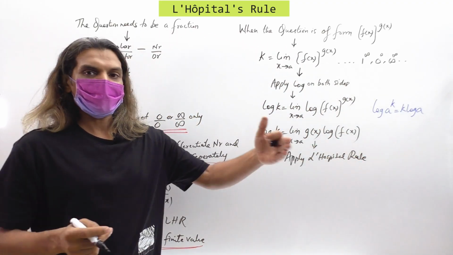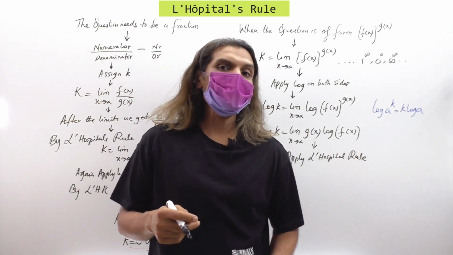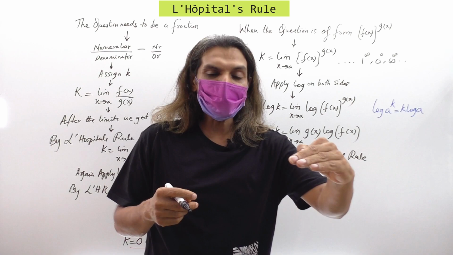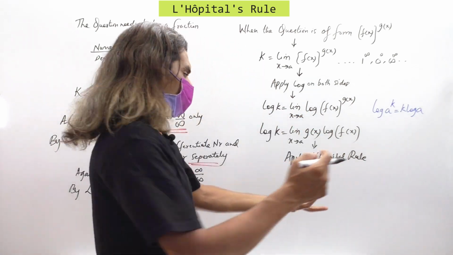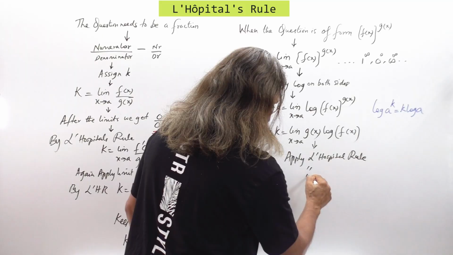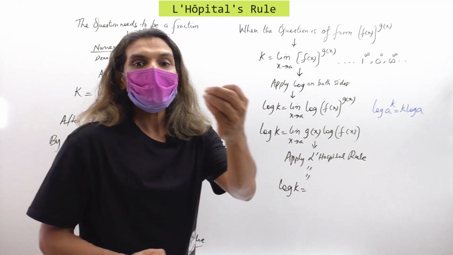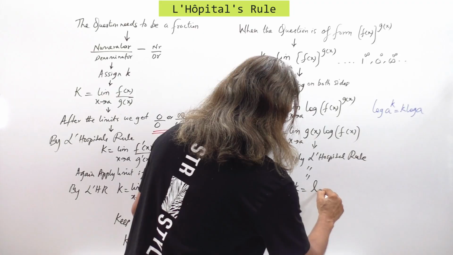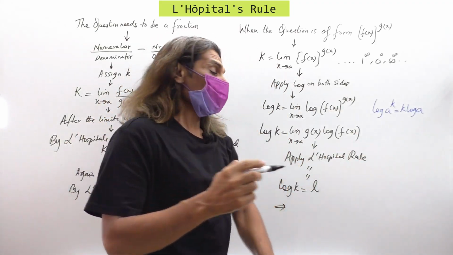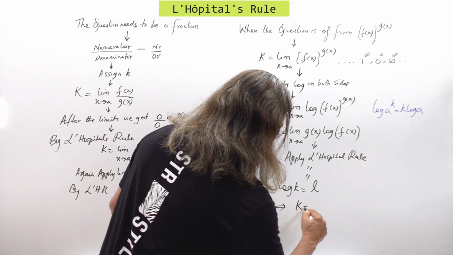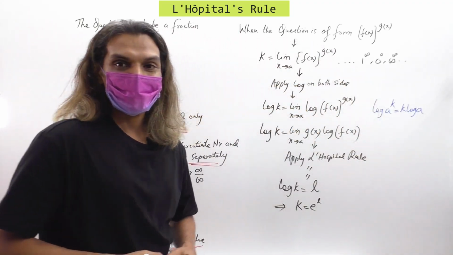If after making the fraction the answer is 0 by 0 or infinity by infinity, then differentiate the numerator and differentiate the denominator separately till you get a finite value. So here keep on applying L'Hopital's rule till you get log k is equal to, say, L. L is a finite value. Therefore, if log k is equal to L, then k is equal to e raised to L. That's it. This is how it is done.